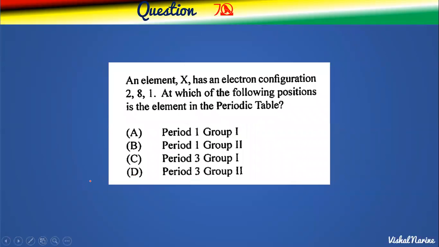Question 70 talks about the relationship between the electronic configuration and the position of an element in the periodic table. So you're given the electronic configuration of 2, 8, 1. We know that the number of electrons in the last shell is the group number, and the number of shells will be the period number. So it is basically period 3, and this will be group 1. All right, so the answer there is C, period 3, group 1.